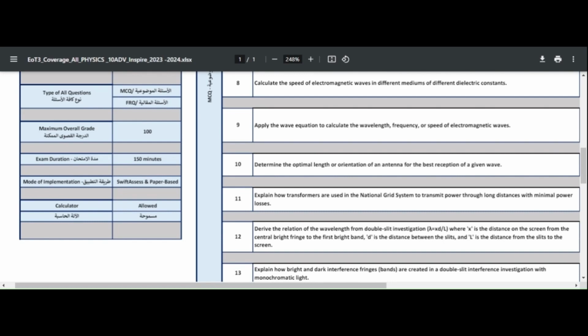Now dielectric constant has one more formula, which is dielectric constant is equal to n square, which is the square of the refractive index. So this is another question.